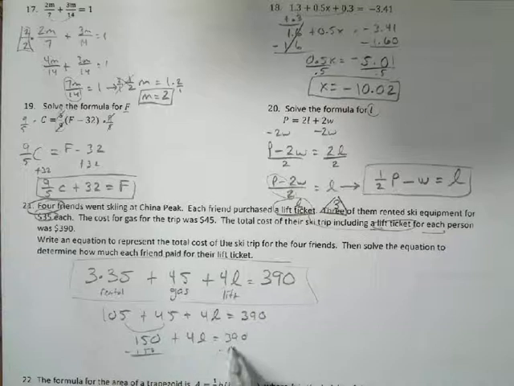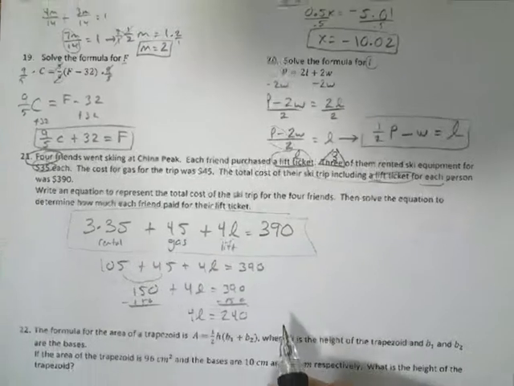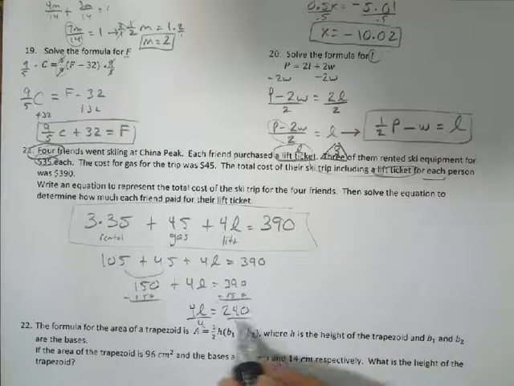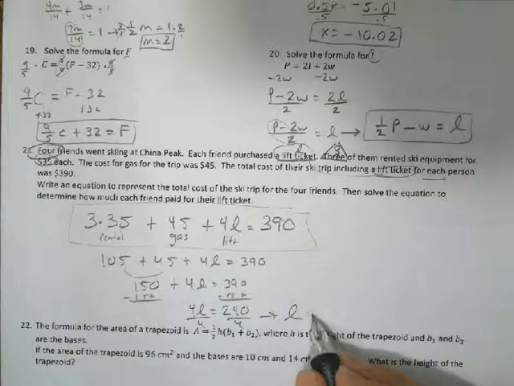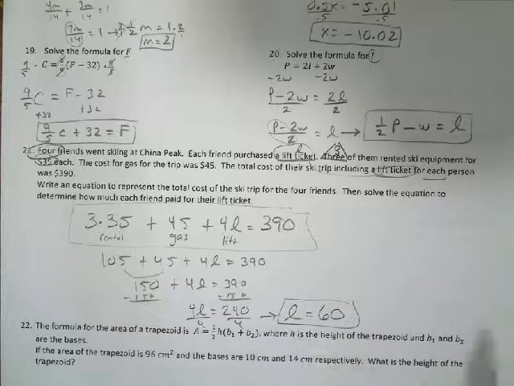I'll subtract 150 from both sides. Alright, so let's do that there. And we have 4L equals 240. To get the L by itself now, I'll divide both sides by 4. And so L is going to equal 60. Alright, and so our lift ticket is going to be $60 per lift ticket. And that's the idea there.